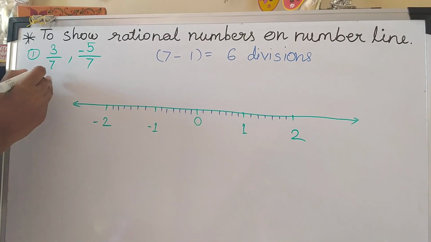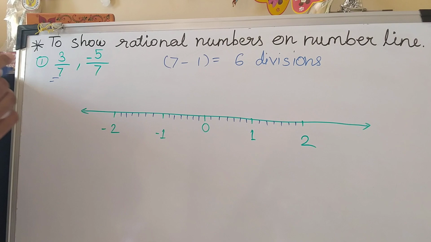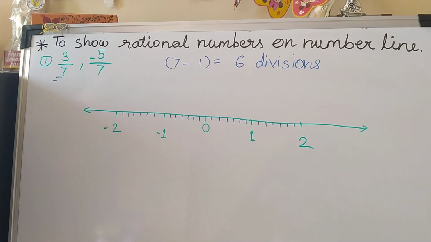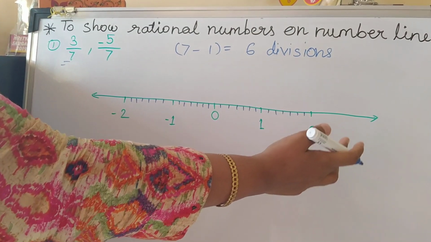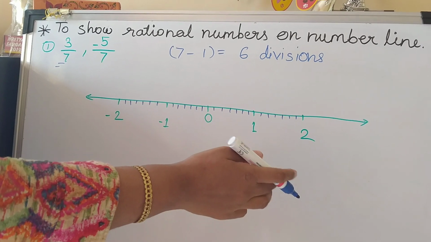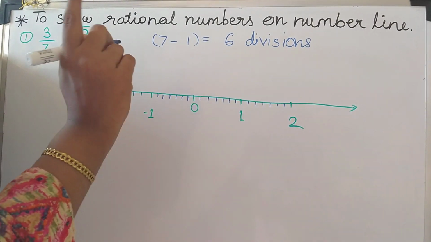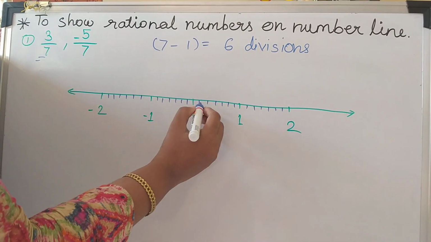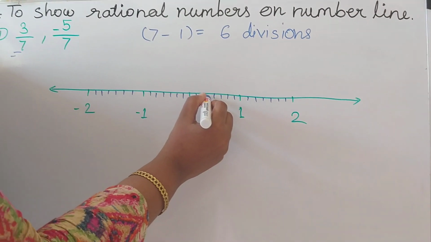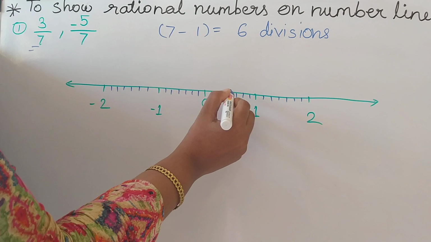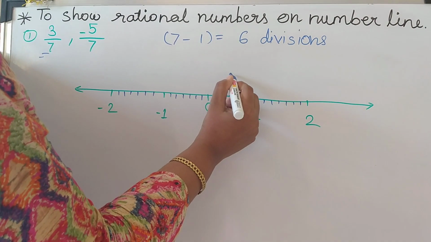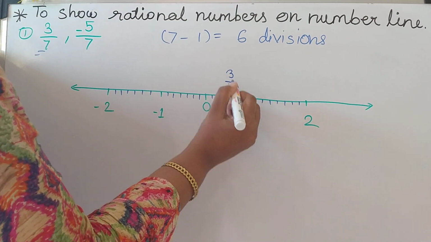Now see the first number, 3 by 7. Now this is a positive number, so it will go to the right side of the number line. Counting the divisions, your 0 will be the starting point. This is the first division, 1, 2, 3. Here you will get the fraction 3 upon 7.